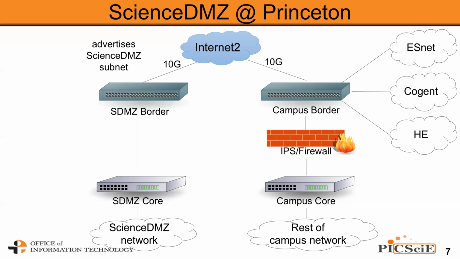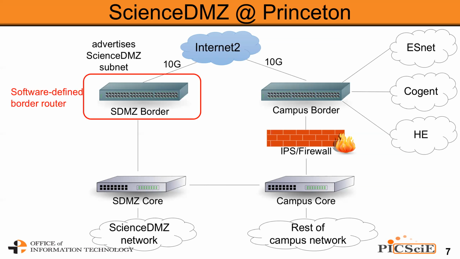The interesting part is this second connection we have with Internet2, which is also a 10 gig connection. And this is where our Science DMZ border router connects. This border router advertises the Science DMZ subnet we have. This is followed by the Science DMZ core, and then our network sits behind that. And of course, this Science DMZ border router is software defined. So this talk will be about this part.